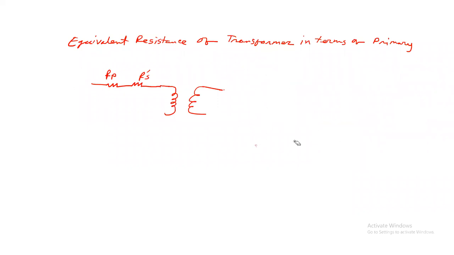Okay, so this is the primary resistance. So primary resistive drop is equal to I_P R_P, right? Primary resistive drop means primary voltage drop. This section is voltage drop. This is the primary current. Okay, this part.